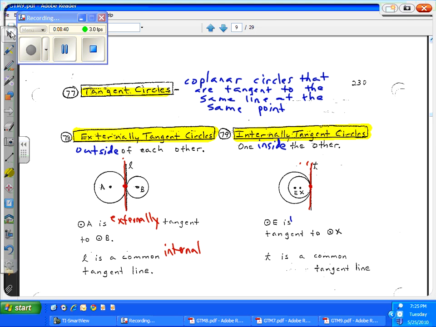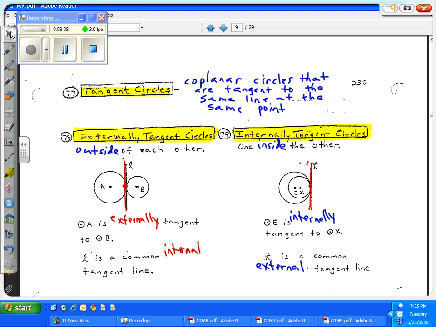Over here we can say that circle E is internally tangent to circle O because one is inside the other. We would say, though, that T is a common external tangent line because it does not pass through the segment that joins the centers. Any questions on tangent lines and tangent circles?